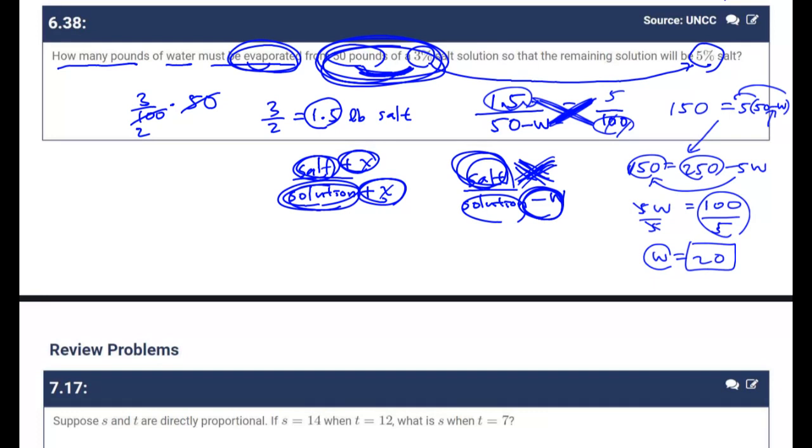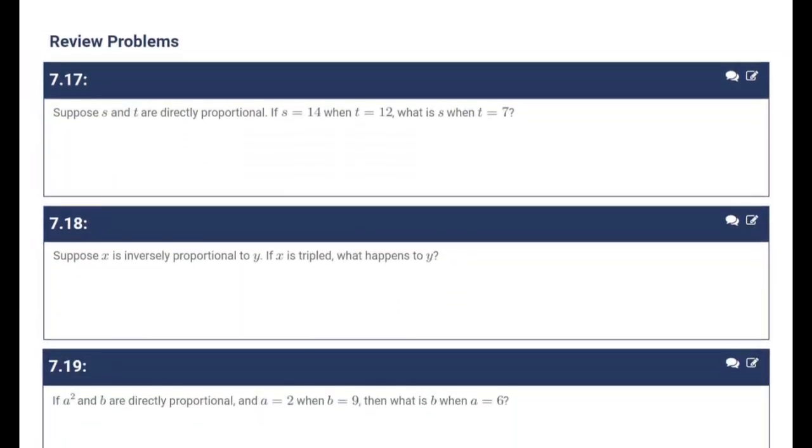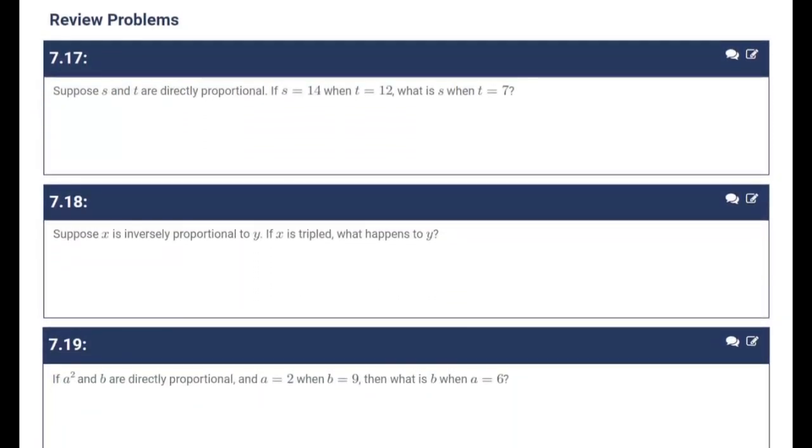Okay, so 20 is the answer. Good question, right? And that is the end of chapter 6. So we're gonna move on to chapter 7, review problems now.